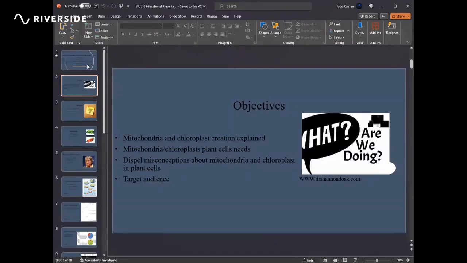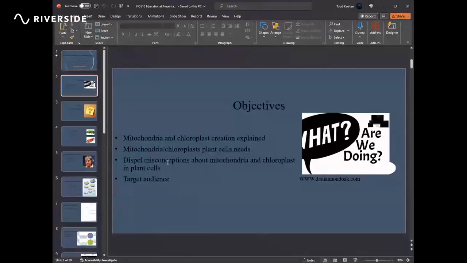Next, we will move on to organelles and the needs of the plant. Both the mitochondria and the chloroplast are needed in their cells to function properly. I will explain why this is possible and has to happen.